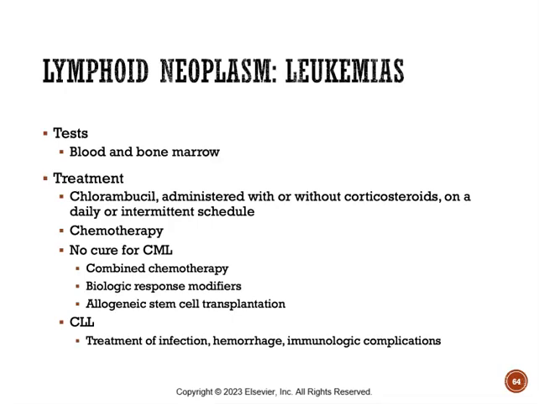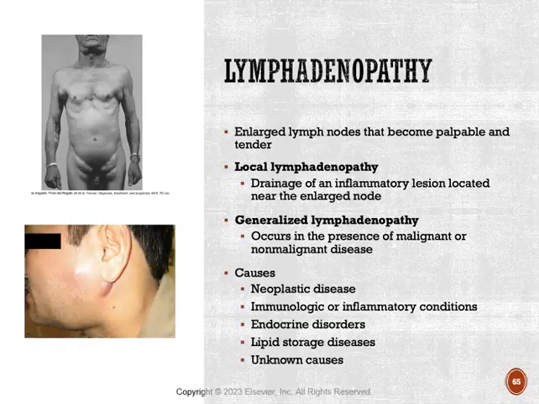Chlorambucil, sometimes combined with corticosteroids, is commonly used along with chemotherapy. Now, if we have the CML type, that has no definitive cure, but we can combine it with chemotherapy, biologic response modifiers, and allogenic stem cell transplantation to help manage the disease. And there's targeted therapies that improve outcomes in most instances, but this type of leukemia is going to require lifelong monitoring. All right, we've covered all the leukemias.